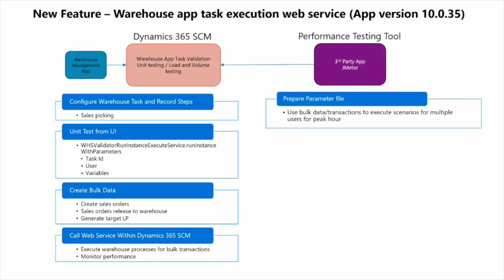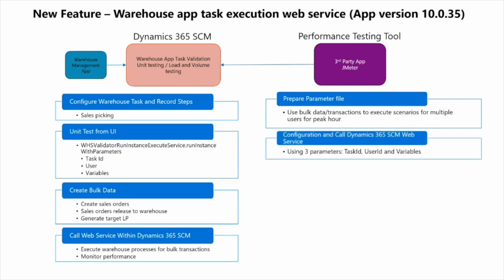Now you can move on to the next step of performance testing using any third-party application. You can export the bulk data created in Dynamics 365 into Excel or CSV, or maybe you can store it in a third-party application database. Then you can use this data to do the performance testing, where you are testing a day-in-the-life scenario or a peak hour warehouse process scenario.